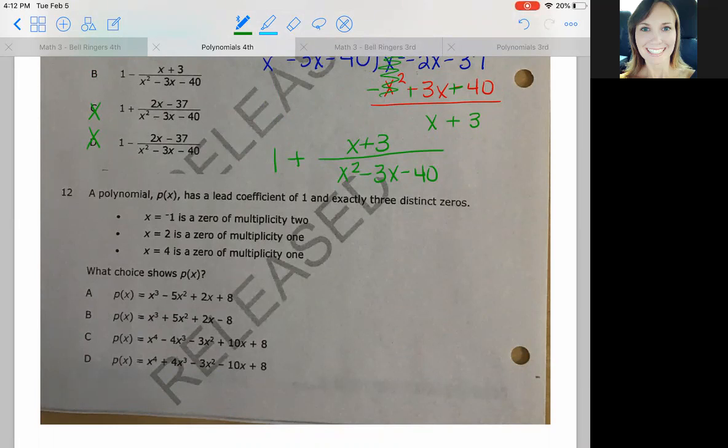Because they gave me the x values and their multiplicities, it's really easy to write it in factored form. And then we can kind of use Desmos to cheat to find the standard form.